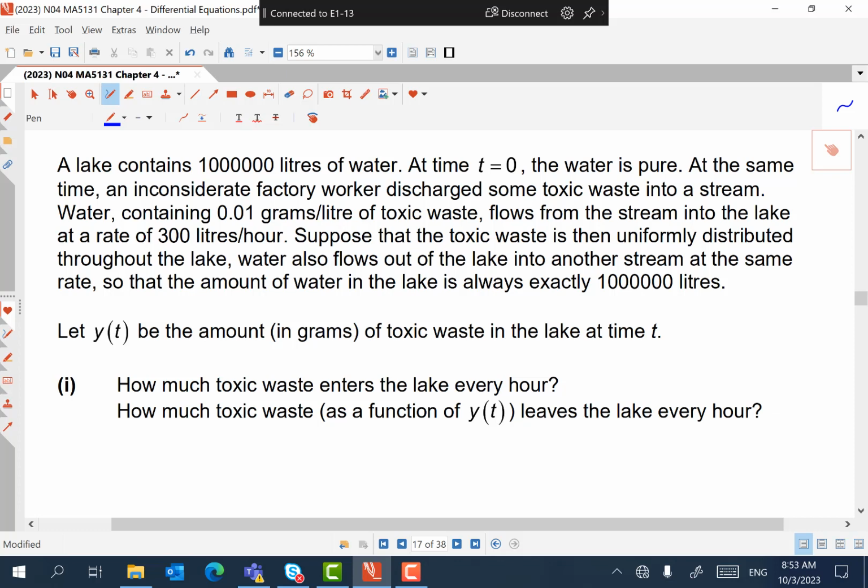A lake contains 1 million liters of water. This question is actually somewhat a repeat of the earlier one. So after doing the earlier one, this question is meant for you to practice. Give yourself 5 minutes to try to do this question because it's really worth it, to see if you have learned well the last question. Because you need to learn how to do the last question in order to do this question, which is quite similar.